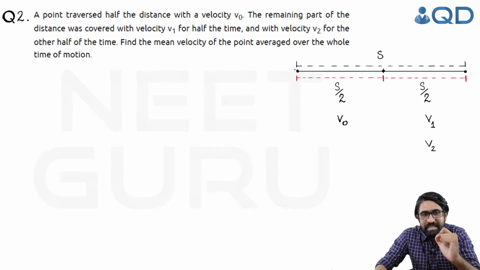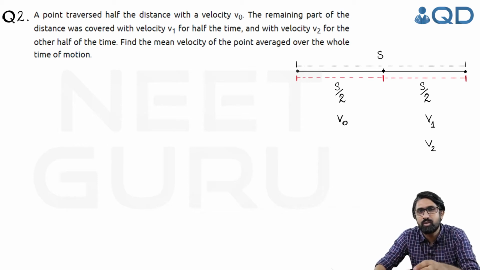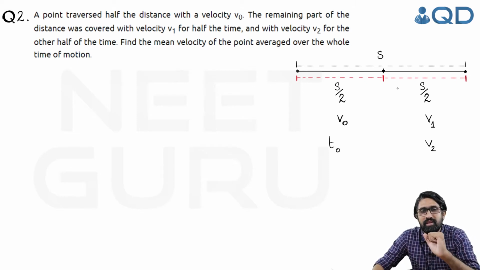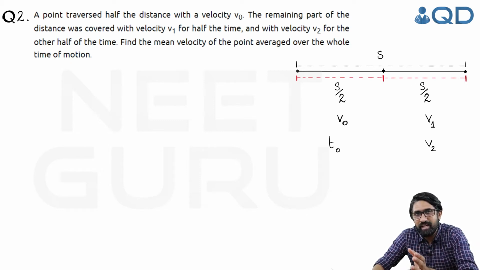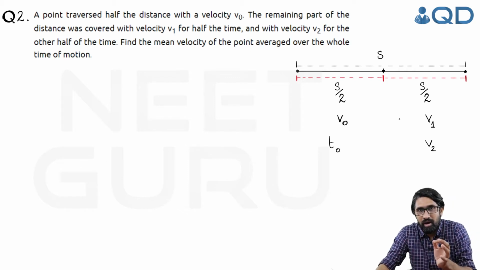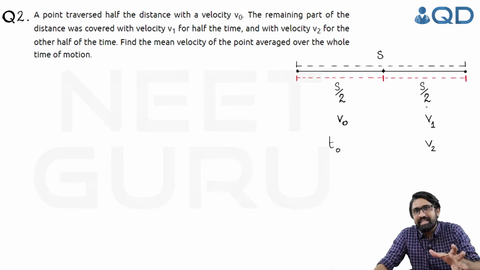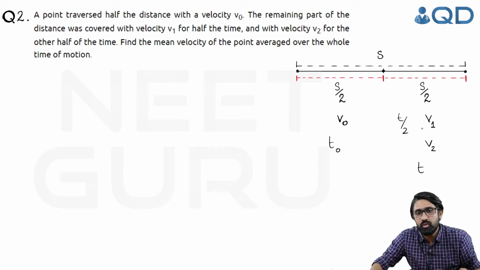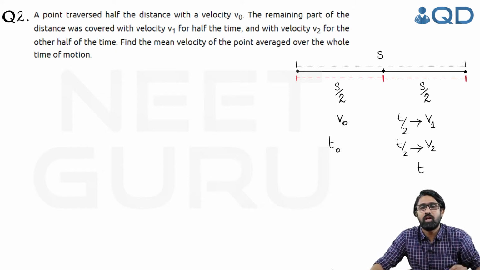Please imagine that the entire distance covered by the particle or the point is s, and that distance is divided into two equal halves, s by 2 and s by 2. The first s by 2 distance was covered with velocity v0, and please imagine that a time t0 was taken for that process. And the remaining half distance, the remaining s by 2, was covered in two halves of time. In the first half of time, the particle traveled with velocity v1, and the remaining half of the time, the particle traveled with velocity v2. So if that entire second half of distance was covered in time t, I can say that for t by 2 time, the particle traveled with velocity v1, and for the remaining t by 2 time, the particle traveled with velocity v2.